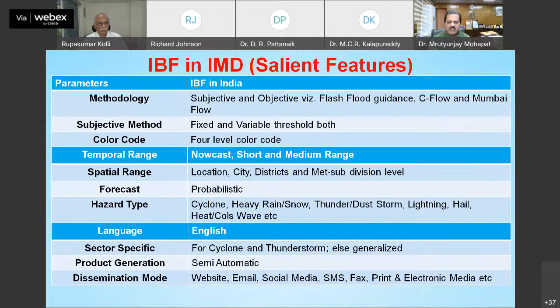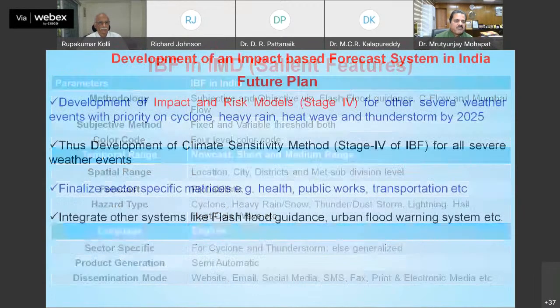Then for hazard type, we have considered all types of hazards as mentioned here. And for language, we initially had English, but now we have tri-language: English, Hindi, and the local language. All the sector-specific information is being provided in a semi-automatic method, utilizing all types of dissemination in the local language, which is helping the local media and the people.